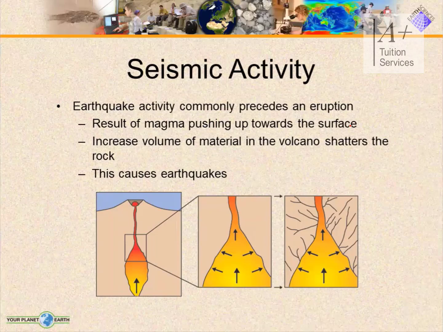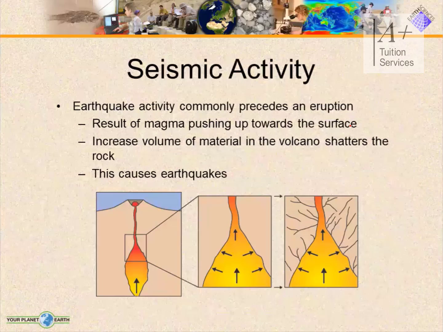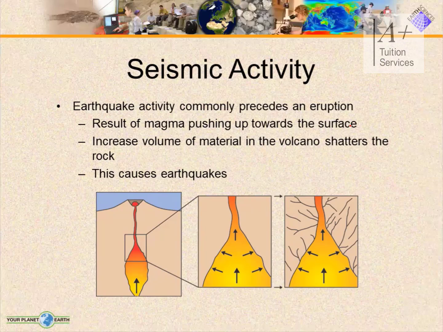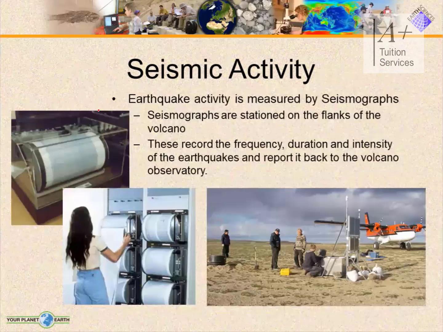Seismic activity. Earthquake activity commonly precedes an eruption. It is the result of magma pushing up towards the surface. The increased volume of material in the volcano shatters the rock, and this causes earthquakes. Okay, so an earthquake is a good signal that a volcano is going to erupt.